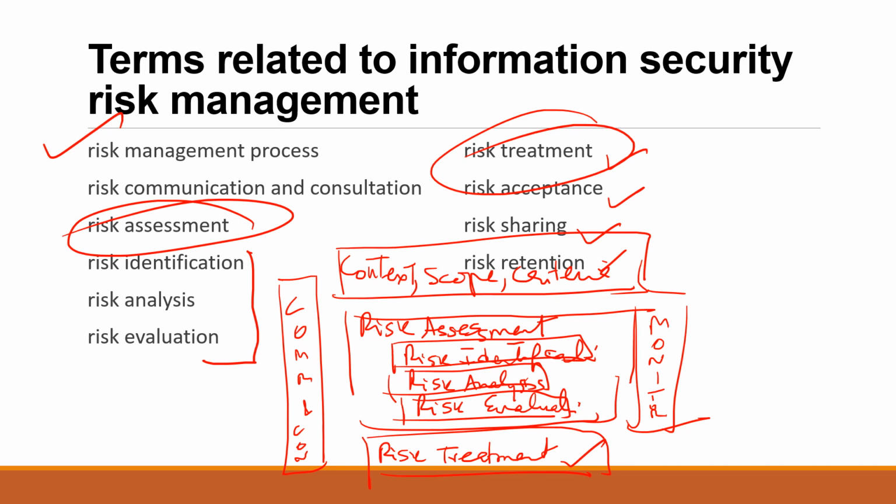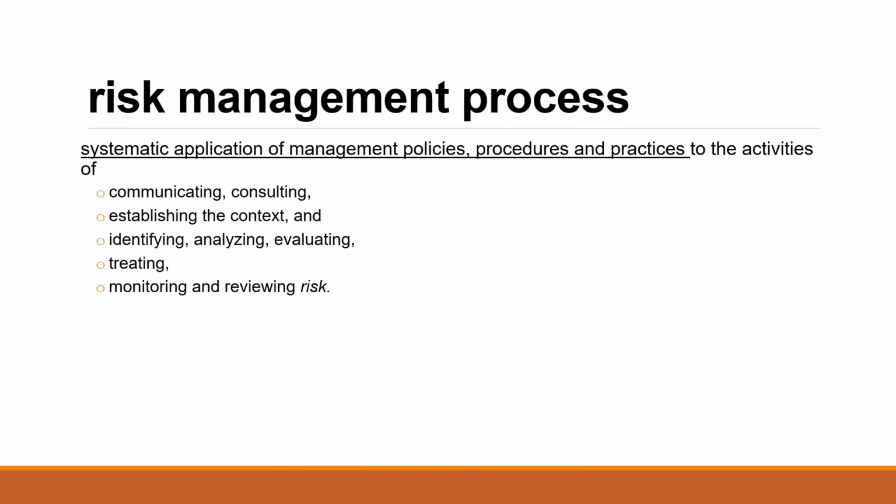So I have highlighted some of the points here. Okay, let's move to each of the points. Very first thing, what is the process? If you see, just now we talked about communicating, consulting, establishing the context. So the risk management process is a systematic application of management policies, procedures, and practices to the activities of communication and consulting.